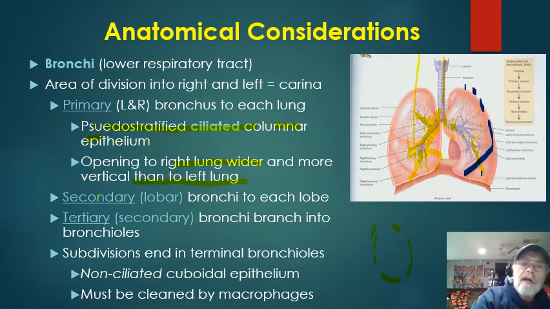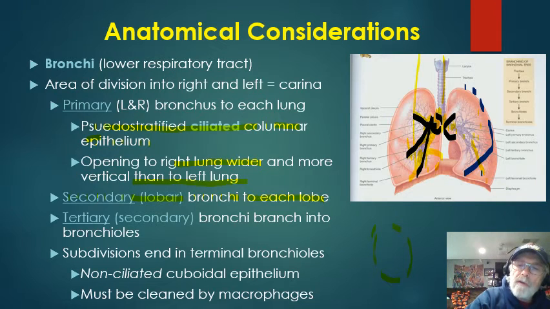Then what happens? I get down to what's called the... so that's in this. So my primary bronchus is this area and this area. Then I get to what's called my secondary bronchus. I have a branch that's going to go that way, a branch going that way, a branch going that way, a branch going this way, and a branch going that way. Basically, those are my secondary.